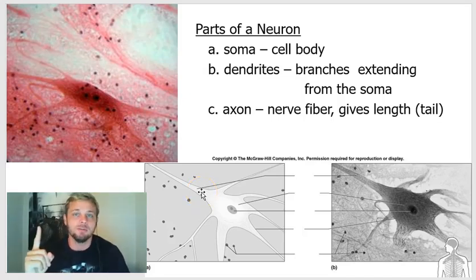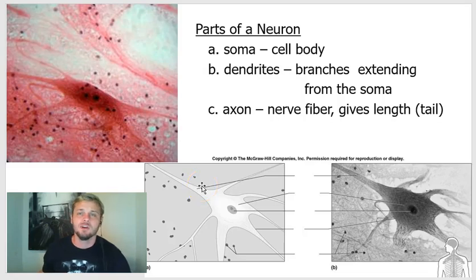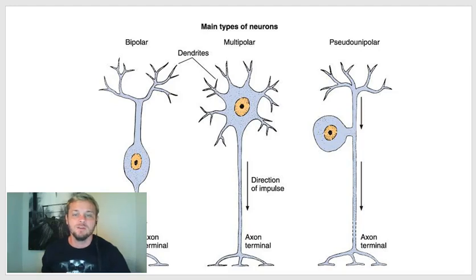So, neurons are going to have a soma, they're going to have the body. They can have a lot of dendrites, but they're only going to have 1 axon. Your neurons can come in a bunch of different shapes. So if we look right here, you can see 3 different shapes.